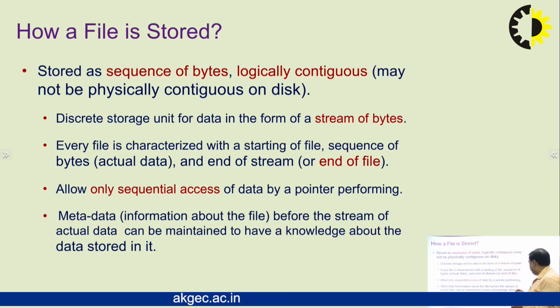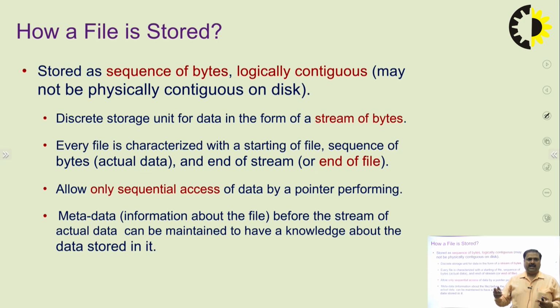How is the file stored? Let's try to understand how a file is being stored. It is stored as a sequence of bytes. The bytes containing the data are stored sequentially and logically contiguous. Logically contiguous means that physically there may be multiple parts of the file stored at different locations, but every part is connected with one another. Like file part 1 has the address of the location where the next byte is stored.